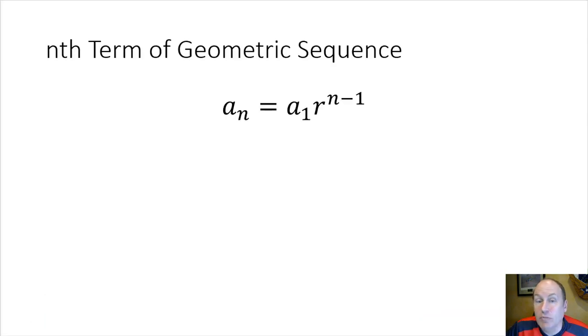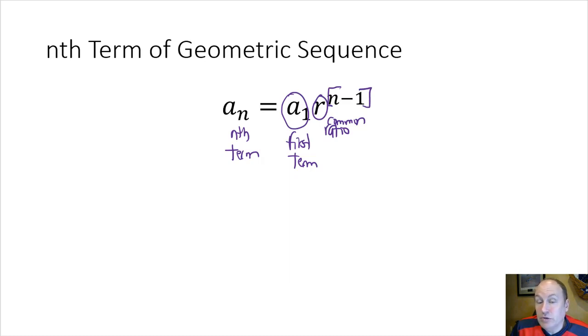To find any term in a geometric sequence, you use a formula that's listed here. The nth term, a sub n, of a geometric sequence is equal to the first term times the common ratio, r, raised to the n minus 1 power. In other words, you take that first term and multiply by the common ratio n minus 1 times.